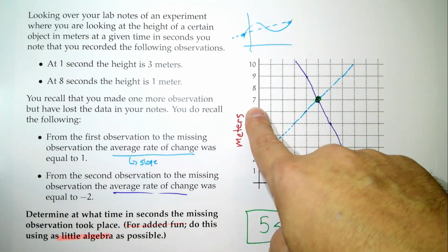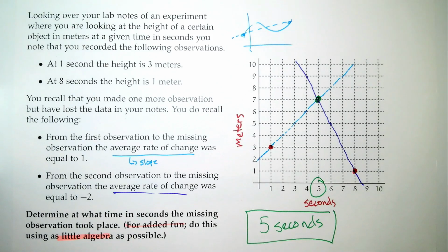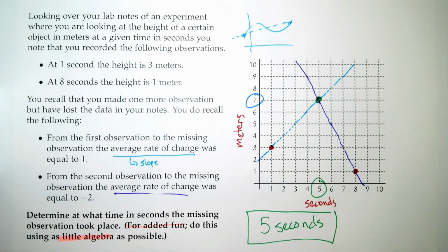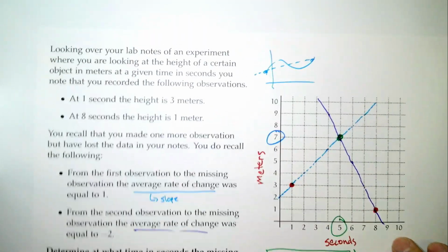Yeah, we can also say what the observation was. We could have also said that, lo and behold, it was at a height of 7 meters at 5 seconds. All right.